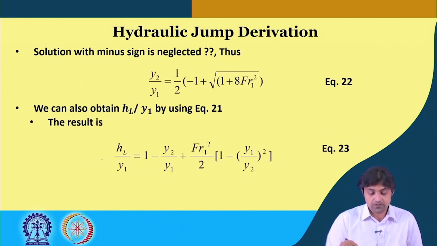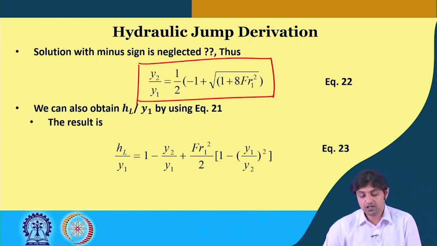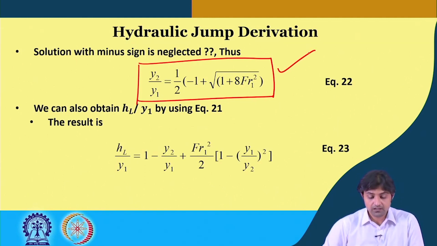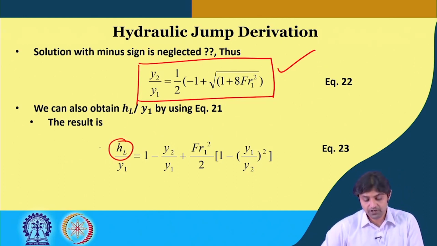So, we neglect the minus sign, therefore, we get final solution as y2 by y1 is equal to half into minus 1 plus under root 1 plus 8 Fr1 whole square. See, because the negative solution is neglected, as this will give a negative value of y2, which is not possible. All right. So, that minus sign is neglected. So, this is the final solution, and using the energy equation, after we have got y2 by y1, we can obtain the head loss HL. All right.